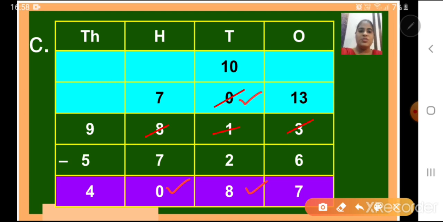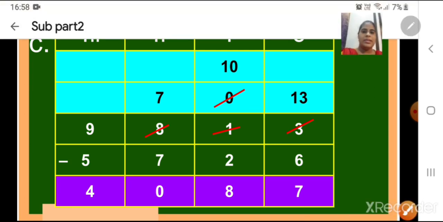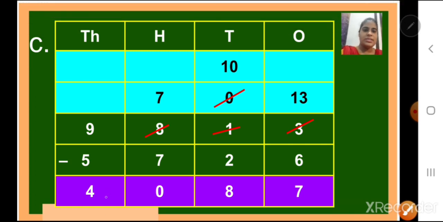In thousands place we have 9 minus 5, which is 4. Okay. So my final answer, or the difference, is 4,087.